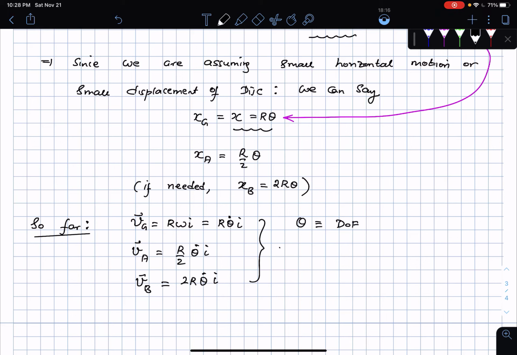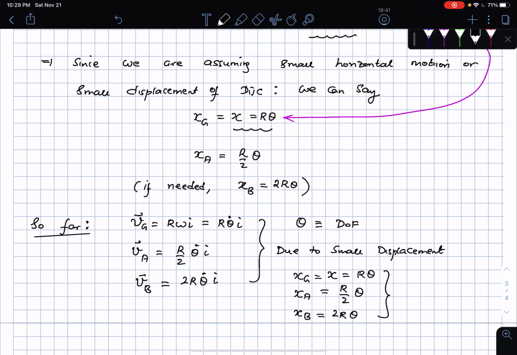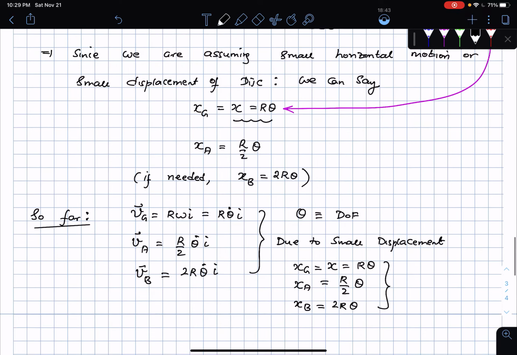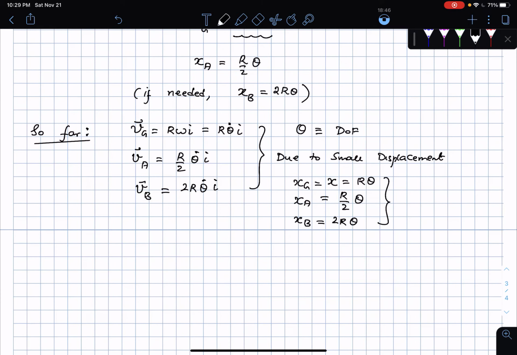Okay, and due to small motion, we can say that x is equal to r theta, where x is the same as xg, which is the location of the center of mass with respect to an inertial observer. And then I'm going to have xa is going to be r by 2 theta, and if needed xb is 2 times r times theta. Okay, so this is the story so far, and I can also do the same thing with the acceleration expressions as well.